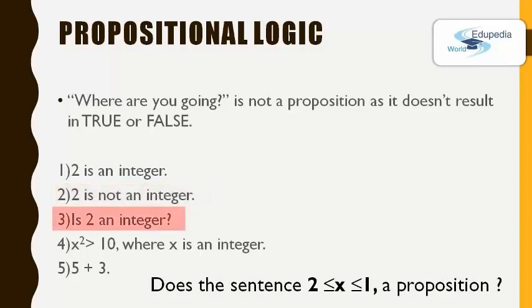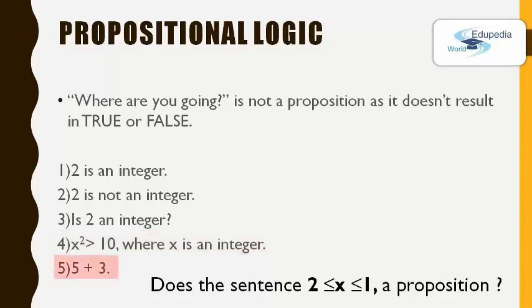But the third statement, is 2 an integer? It is a question, not a proposition. The fourth statement, x to the power of 2 greater than 10, where x is an integer. Here, this one is not a proposition because we cannot say whether this statement is true or false. If it says x is an exact value, then we can decide whether this statement is true or false. But now we cannot decide whether this statement is true or false. Therefore, this statement is not a proposition.